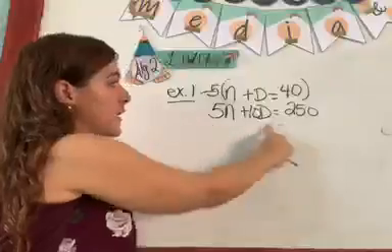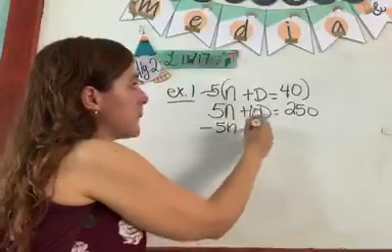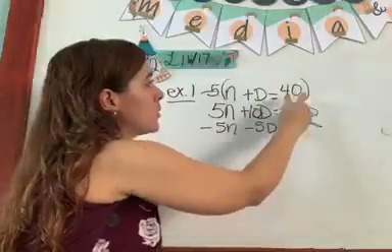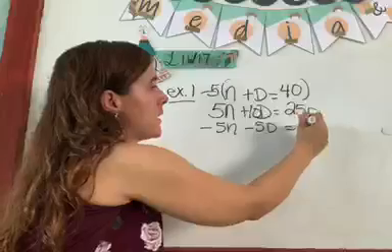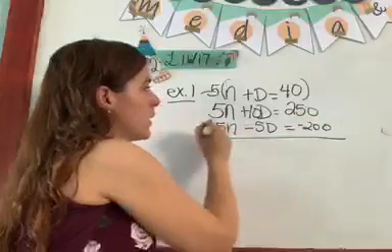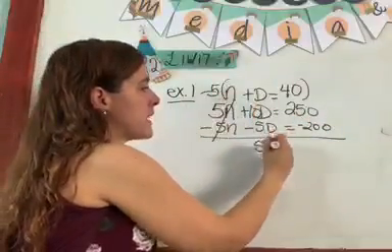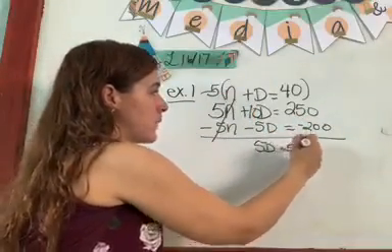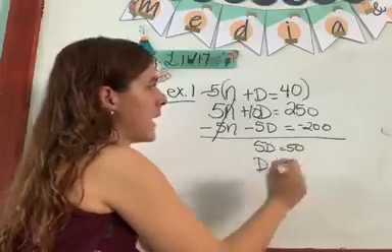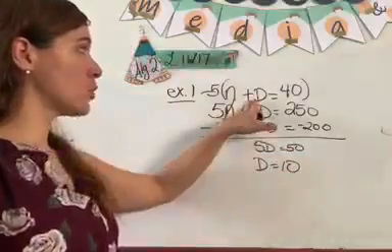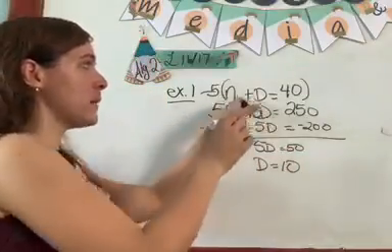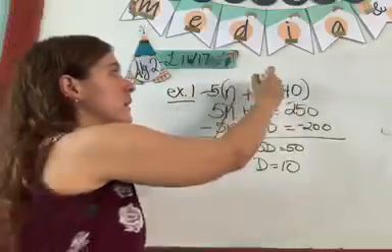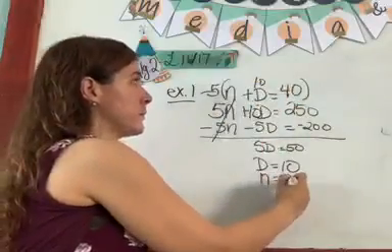So here we go. I'm going to write it down here on the bottom. -5n minus 5d equals, don't forget to multiply these in this one, -200. Eliminate that, it's going to be 5d equals 50. Okay, so d equals 10. Then you plug it back into an original one. That's going to be n plus 10 equals 40. So n equals what? 30.